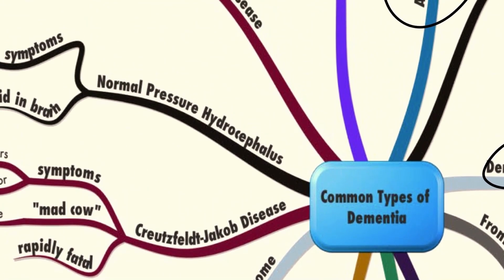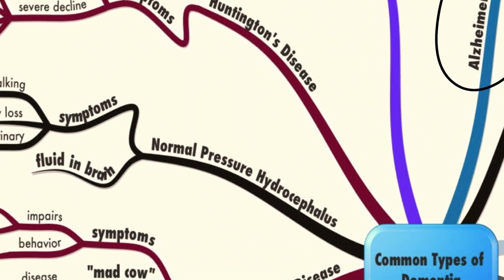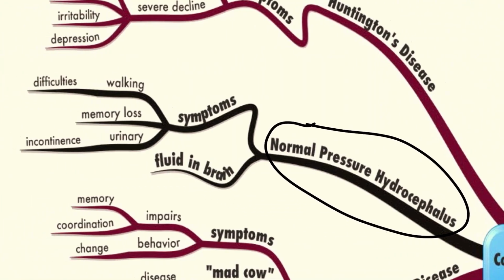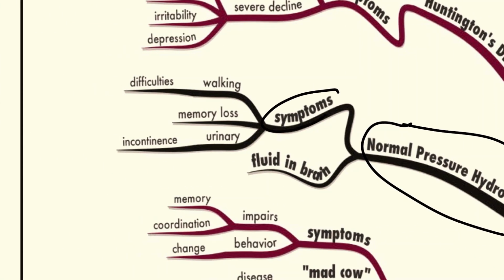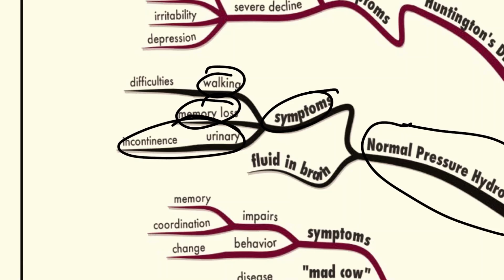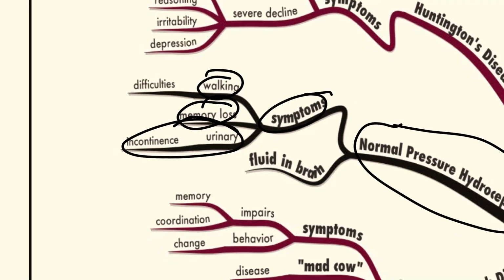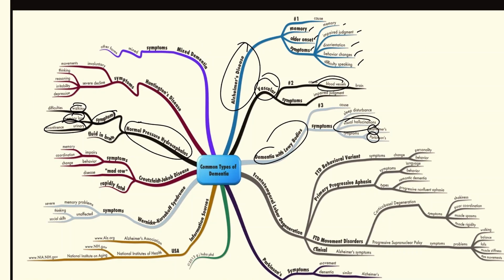Anything else I want you to worry about? Here's your normal pressure hydrocephalus. Symptoms, problems walking, memory loss, and the urinary incontinence. That's the key with normal pressure hydrocephalus. They have urinary incontinence. The other ones don't. And that's pretty much all I want you to know for that slide. The other ones don't worry about for now.